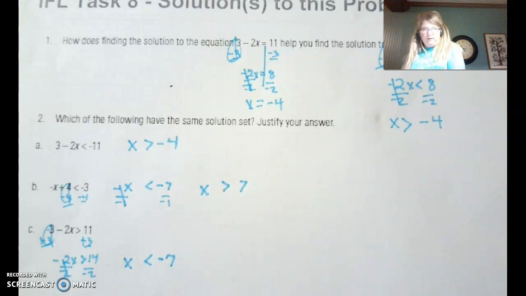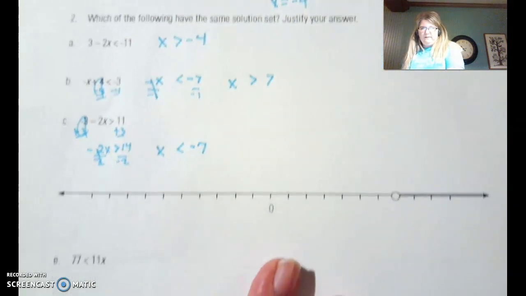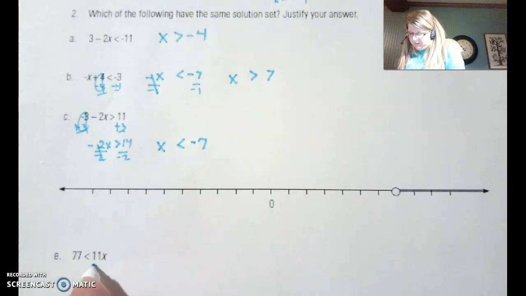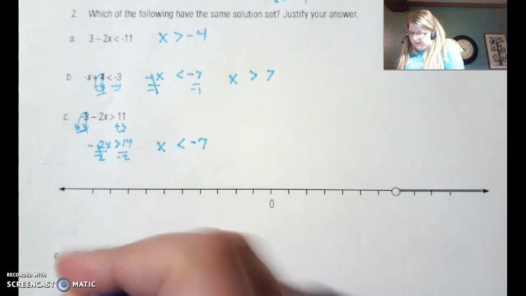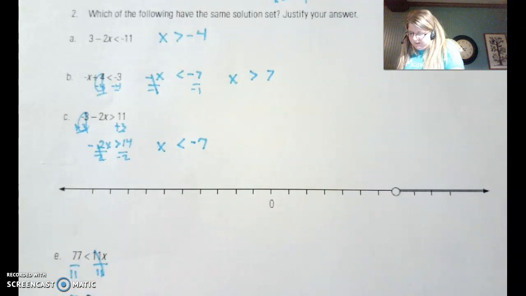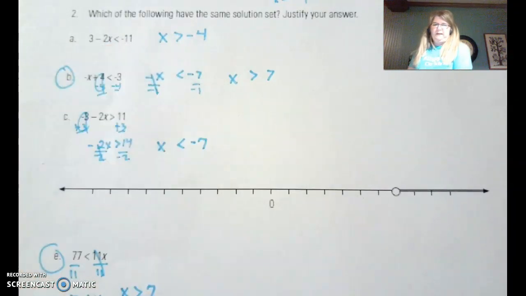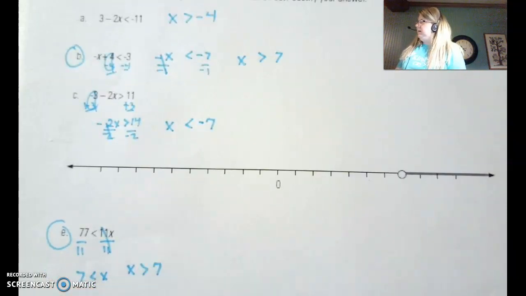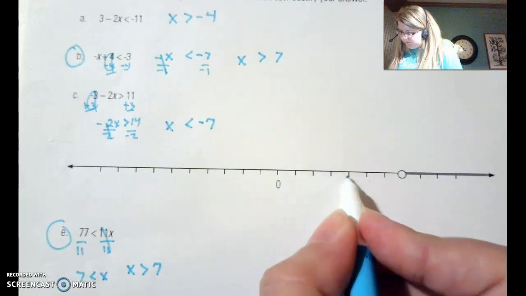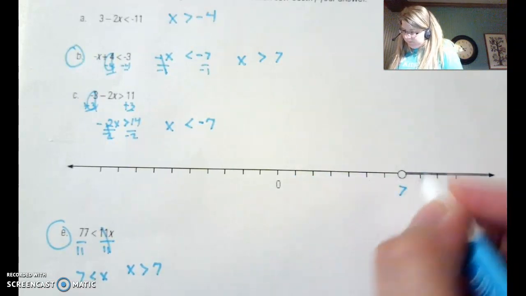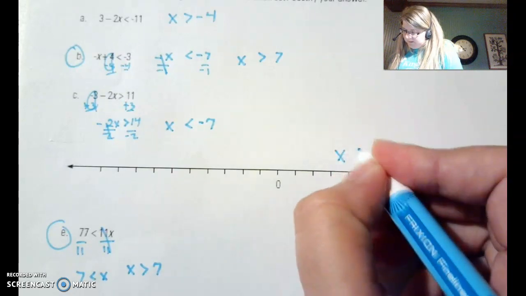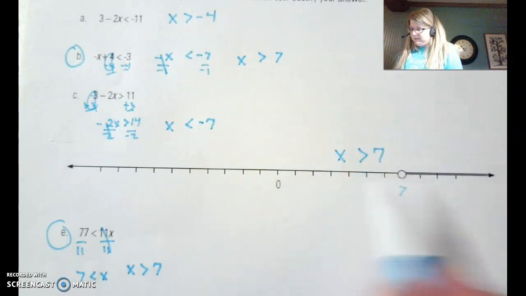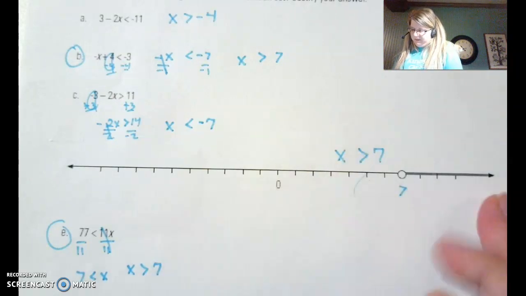And then here was another one down here. So I'm dividing each side by 11. 7 less than x, which means that x is greater than 7. So E and B have the same solution set. Okay, and if I work that out here, 1, 2, 3, 4, 5, 6, 7, I can see that x greater than 7 is actually what is graphed here as well.